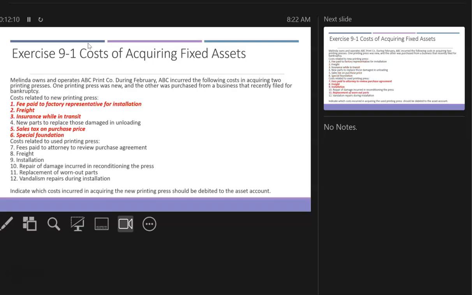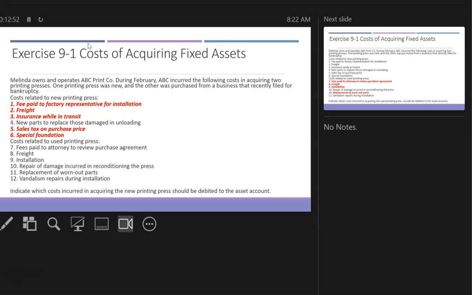So which of those costs will be added to the price of the asset? All of those except for the new parts to replace those damaged in unloading. Why? Since that was a mess up, those costs will be expensed. But all the other costs, fees paid for installation, freight, insurance, sales tax, and to create a special foundation for the equipment will all be added to the cost of the equipment.